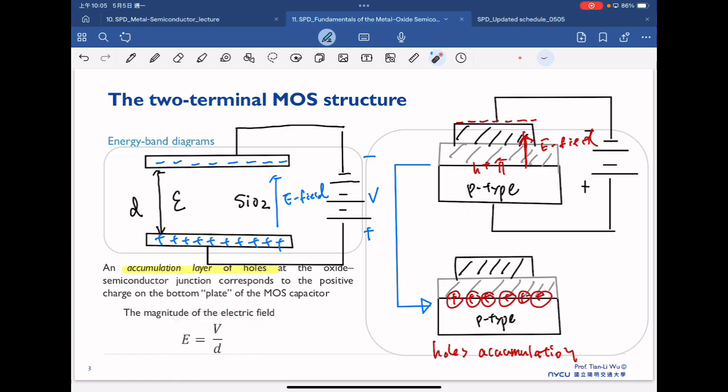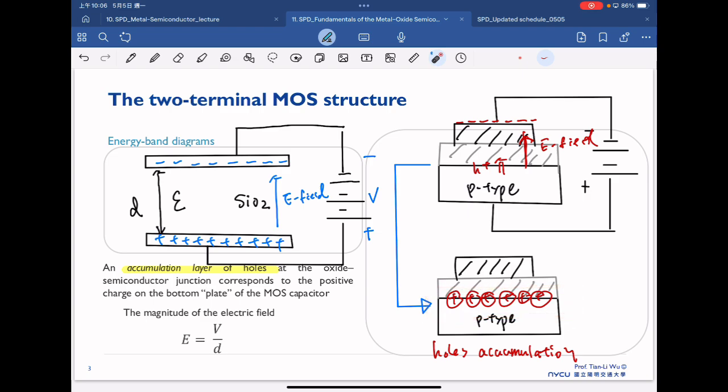So that's the first state, because these are two terminal devices, so for sure we are interested in the first one. We apply negative gate bias on top, and we start to switch from negative to 0 and 0 to the positive. So now we are in the beginning. We are applying negative gate bias on the top, and then we will have the hole accumulations under the gate dielectric. So in this case, we call it the accumulation region.